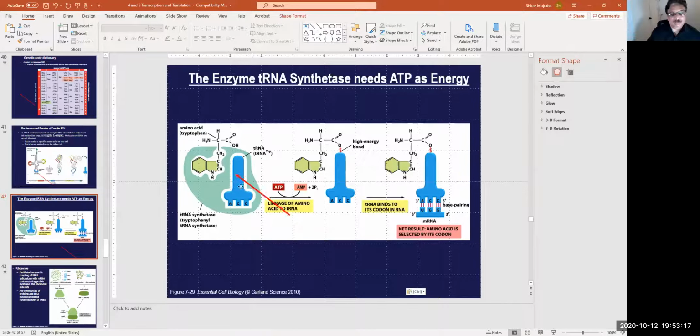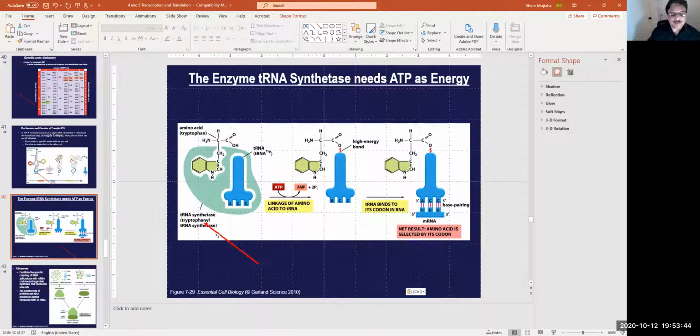Now, how will this amino acid lodge onto the tRNA? This is an energy-based reaction. ATP is hydrolyzed into AMP. Most of the time, ATP is hydrolyzed to ADP and a single inorganic phosphate, but here it is pyrophosphate and AMP. So remember this, right? The covalent linkage of the amino acid and tRNA occurs.